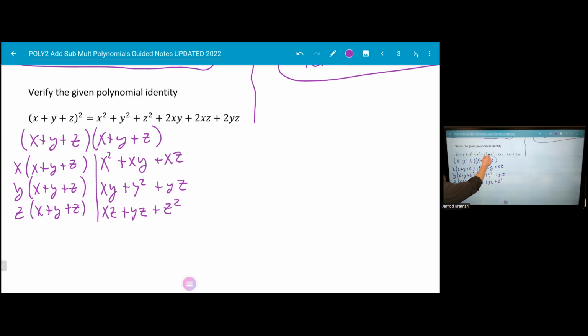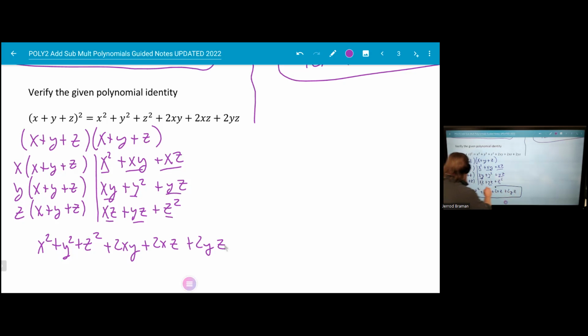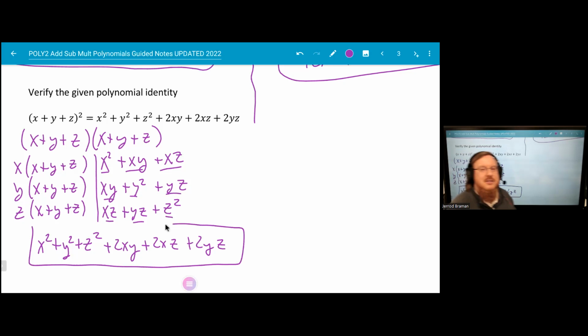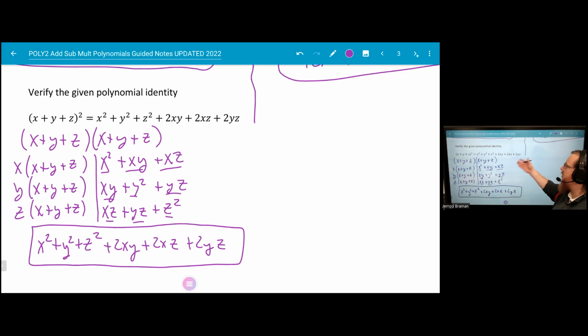Do we have x squared, y squared, and z squared? We do. So x squared plus y squared plus z squared. Do we have 2xy's? I've got one here and one here, so plus 2xy. Do I have 2xz's? One here, plus 2xz. And do I have 2yz's? I have one here and one here, plus 2yz. We just used our multiplication and adding and subtracting skills to verify that those two polynomial identities equal one another.